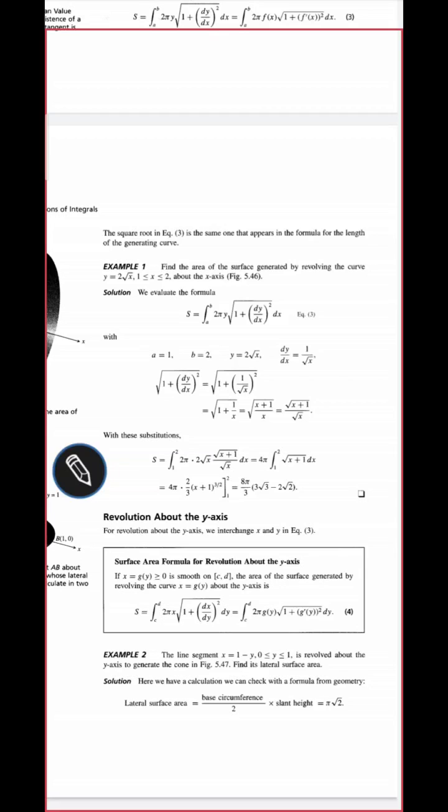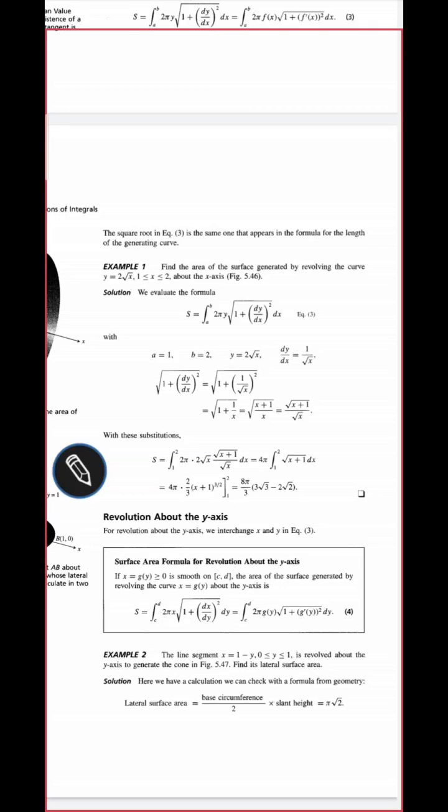Let us see an example. Find the area of surface generated by revolving the curve y equal to 2 root x, where x is lying between 1 and 2. So what is the formula? Y equal to 2 root x, that means y is equal to f of x, correct? Revolving about the x-axis, you know the formula, that is S equal to integration a to b 2 pi y square root of 1 plus dy by dx the whole square. We are given a is 1, b is 2. Just put it in the equation and solve the integration.